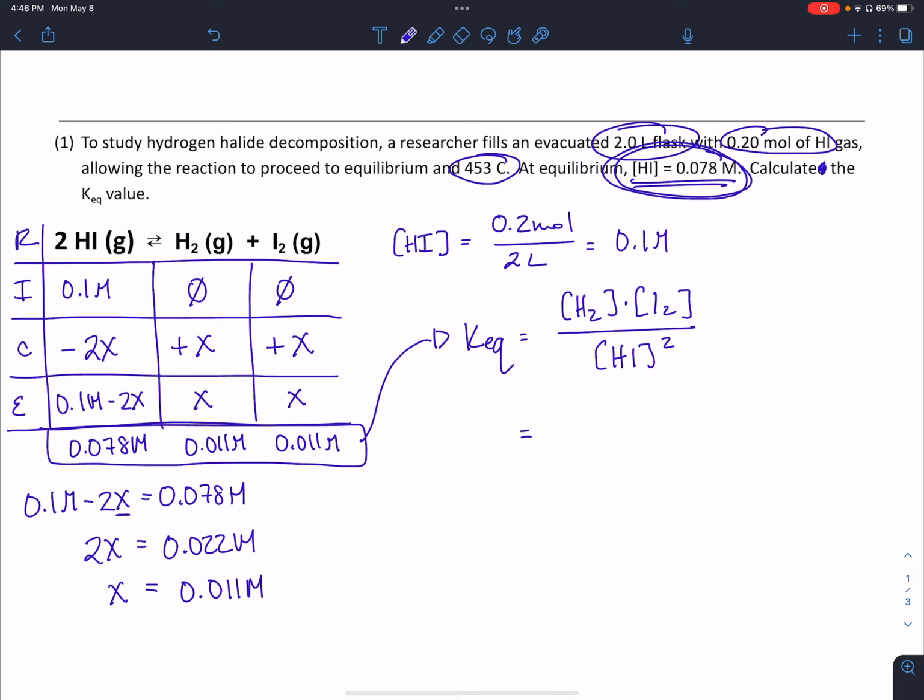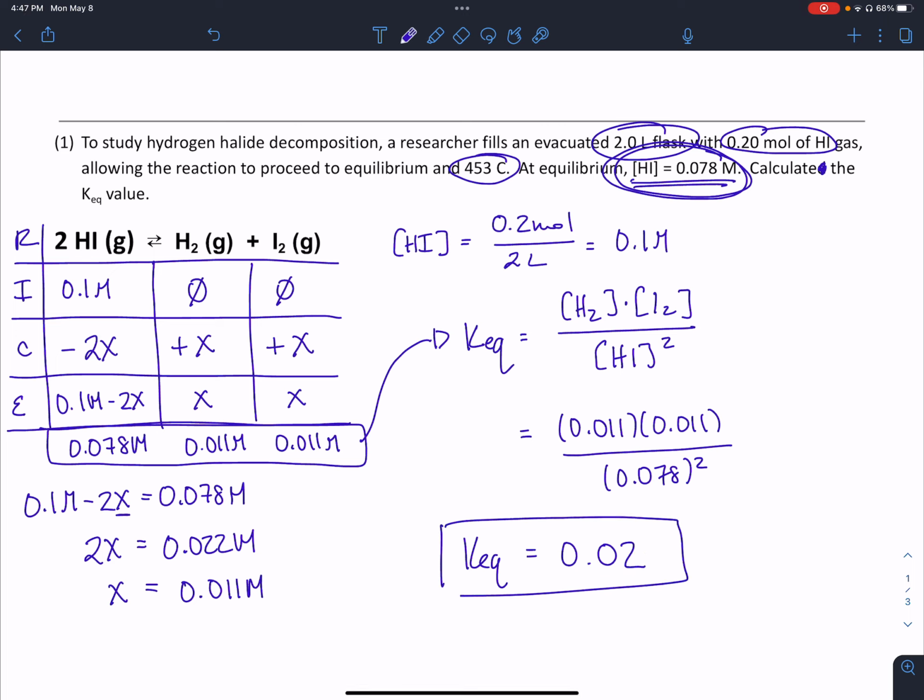All right, so there's my expression. Now I'm going to plug in my values, 0.011 for H2, 0.011 for I2, divided by 0.078 squared for HI. I plug that in my calculator and I find that my KEQ value at this temperature for this reaction is 0.02. All right. So the RICE chart was helpful here because it helps me organize what's going on. It lets me recognize this equality right here. Once I know what X is, then I can plug it in for my two products. Okay, so that's one way to use a RICE chart.